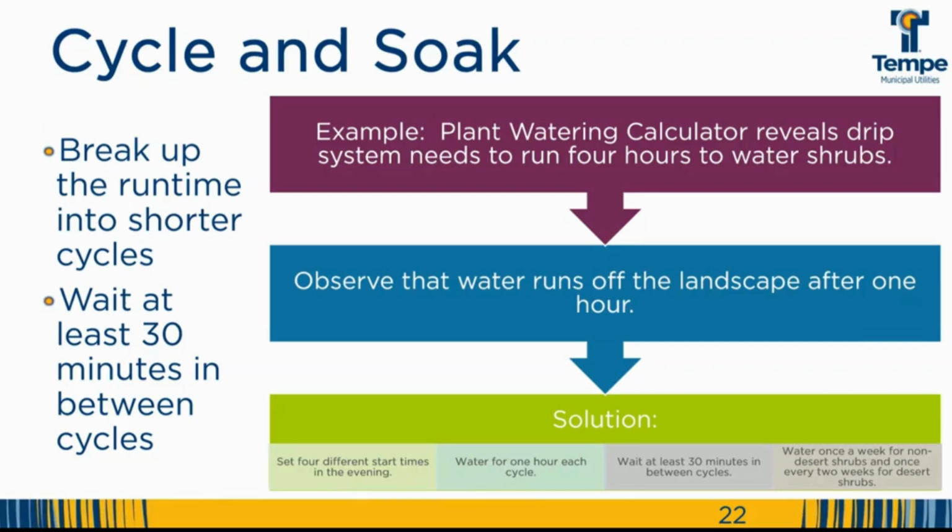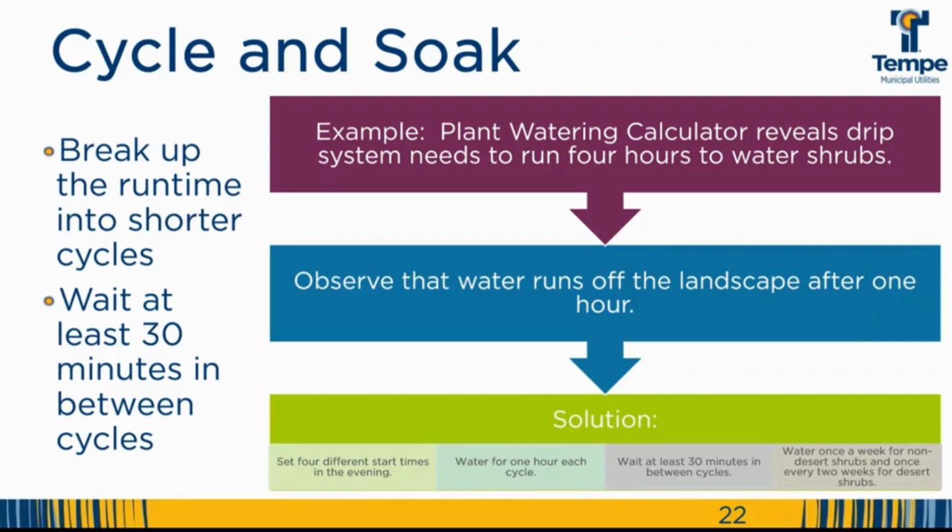You want to take that runtime that you've created through going through this process, pulling up the online calculator, and then you get this runtime. Whatever that runtime is, it's probably too long for even your drip system to be running. You want to water to the point of runoff. So, for example, if the plant watering calculator reveals that your system needs to run 4 hours to water those shrubs, and you observe that water runs off the landscape after 1 hour, then you can set 4 different start times. The day that you're watering, you're going to set 4 different start times, and you're going to water each for no more than 1 hour.